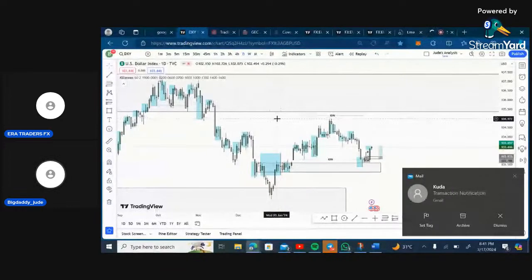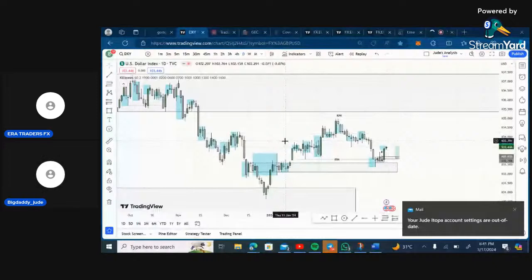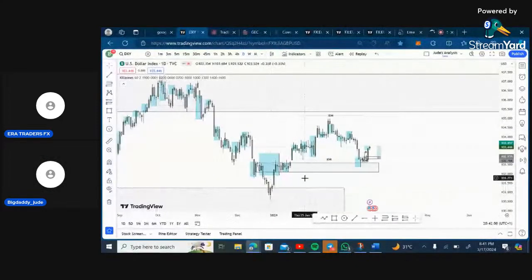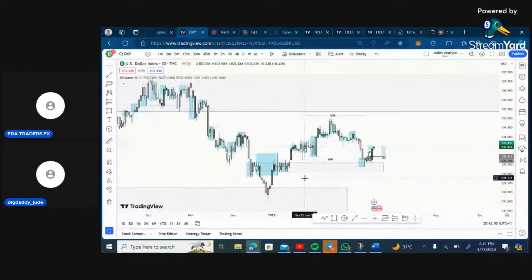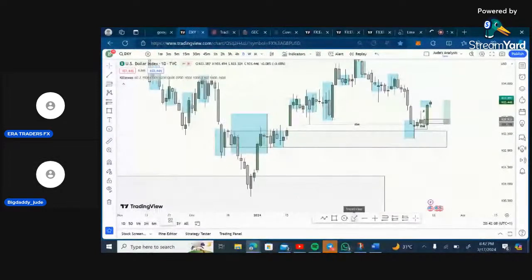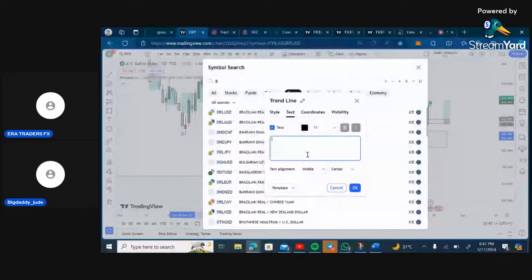Now on the daily time frame, you have price tapped into this order block down here. So this daily time frame now gives a change of character for internal structure. This is a break of structure to the downside here, another nice break of structure.